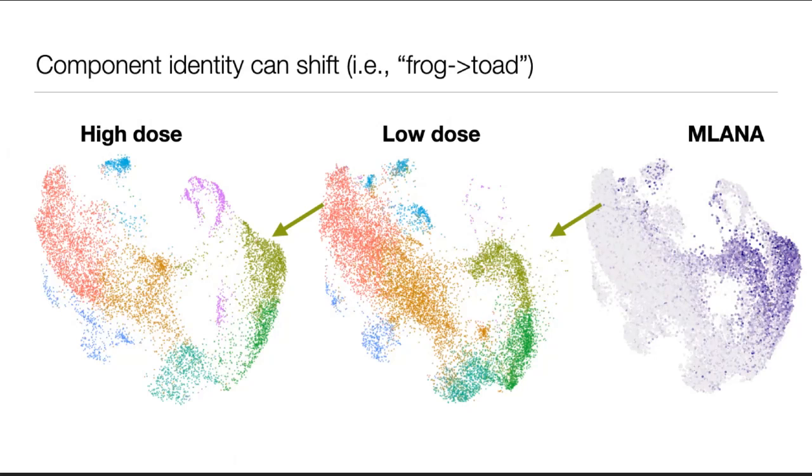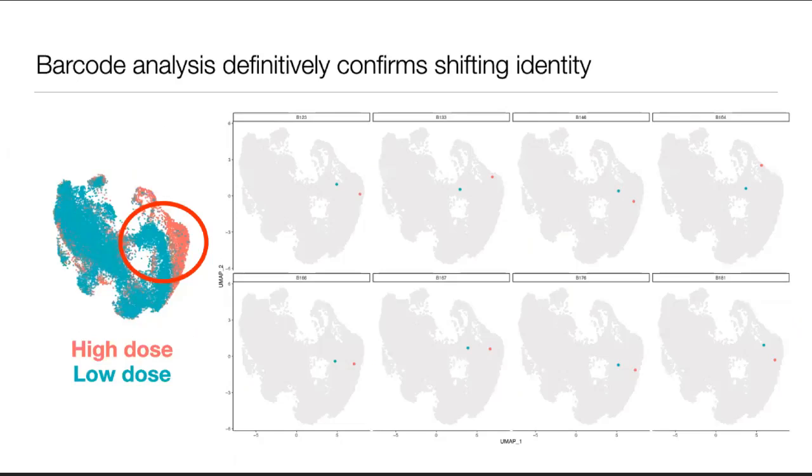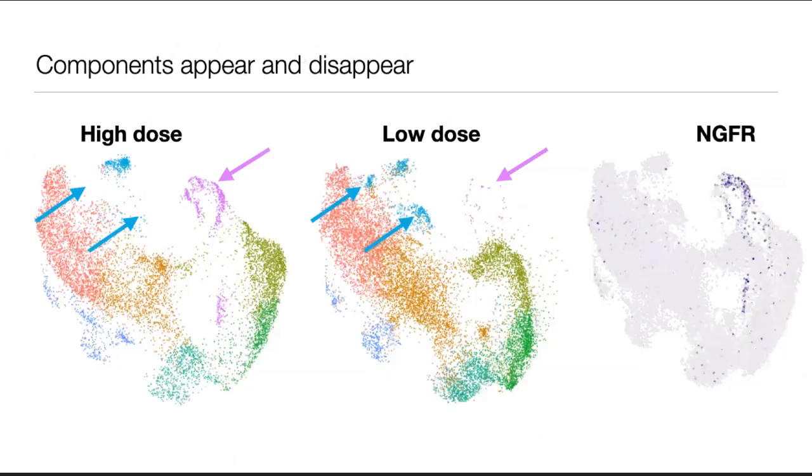Now, of course, without barcodes, it's hard to say, okay, I have this population at high dose, and at low dose I have this population. I don't necessarily know that one turned into the other. But because we have the barcodes, we can ask, does the twin that shows up in this region at high dose, where does its twin go at low dose? And you can see that those barcodes almost entirely map one region to the other. So this is an example of something that would become a frog at high dose becoming a toad at low dose.